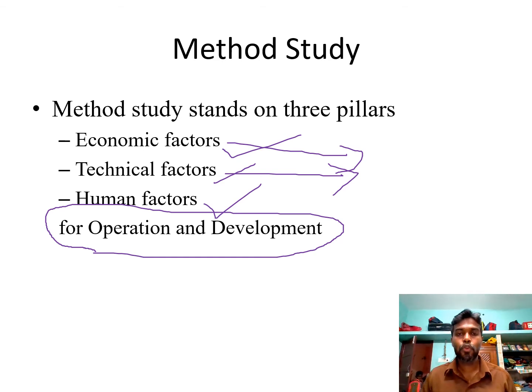Then the third is the human factor. You are not supposed to kill humans in order to make a product. Instead, you have to try to develop easier work for human welfare also.